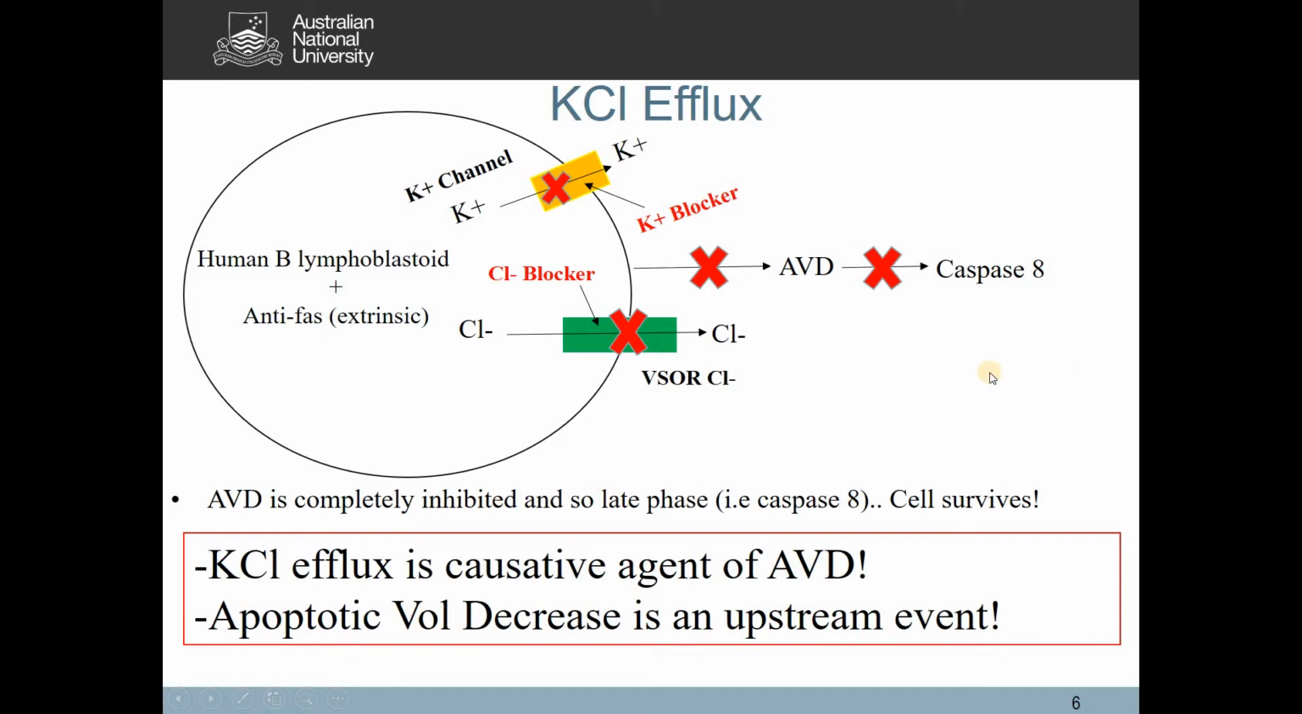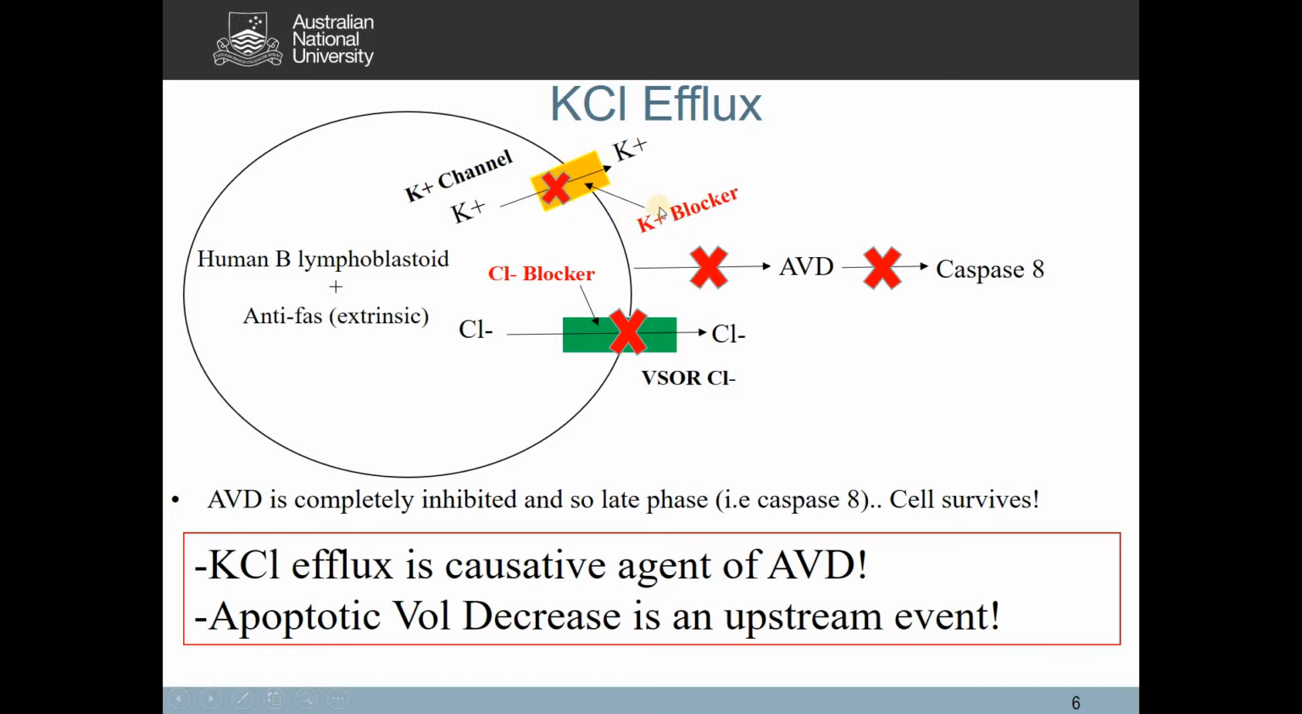Now, for us to be able to get a better understanding of this, what we did is that we inhibited these two channels. Right? If it's actually the apoptotic volume decrease, which is the first phase, that has been characterized by these two channels, then if we inhibit these two, we should get no apoptotic volume decrease.